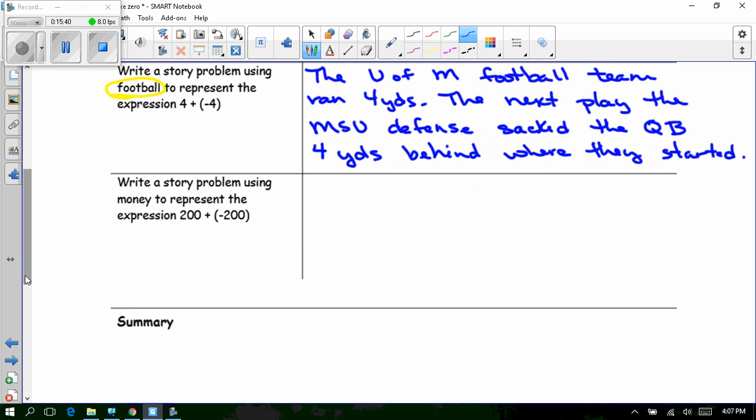All right, last one. Write a story problem using money to represent the expression 200 plus negative 200. Ooh, I like $200, right? So I'm going to say I deposited, that means put it in the bank. I deposited $200 in the bank. Maybe it was at the ATM machine, right? Maybe it was with the actual teller.